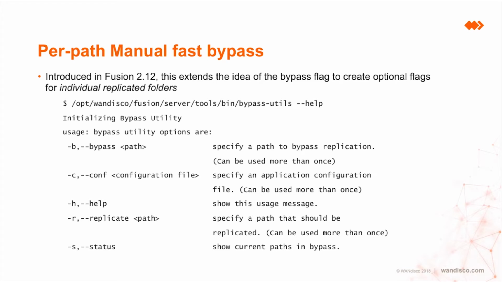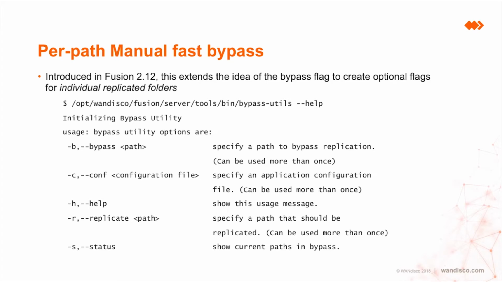With Fusion 2.12, the per path manual fast bypass is now available. This extends the idea of the bypass flag to create optional flags for individual replicated folders. So unlike the global manual bypass that's all or nothing on the cluster, this per path manual bypass will allow you to stop replication or enable replication for particular folders.